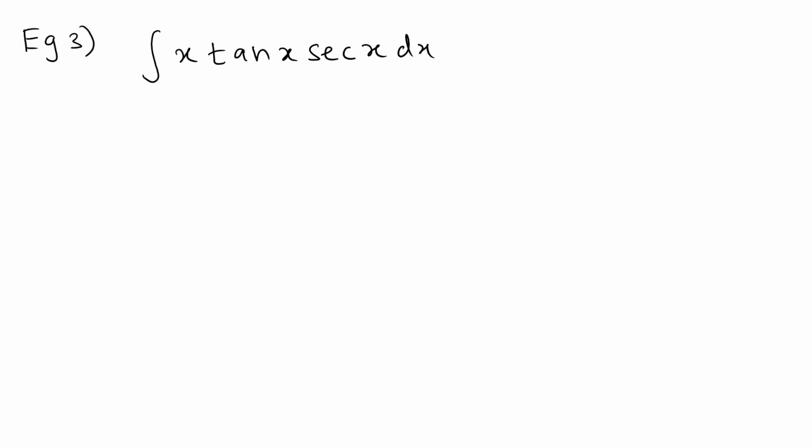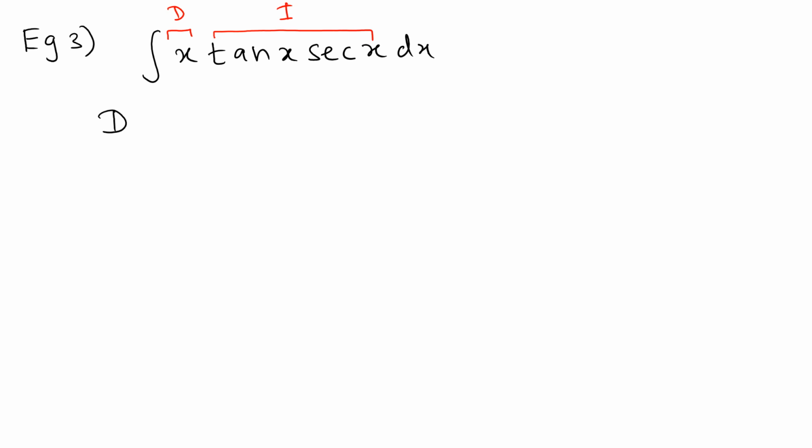So as the next example, we have the integral of x tan inverse x secant x dx. So again, we have a trigonometric and algebraic. So this is the d term, and this is the I term. The first one is easy to take the derivative, the second one is easy to integrate. So that's the idea.